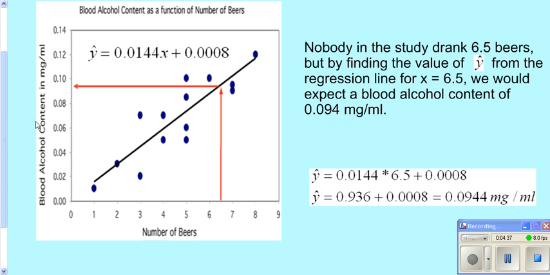And when you type that into your calculator, you end up getting this. And that would be your blood alcohol level measured in the units that you were given on your graph, which is right here.